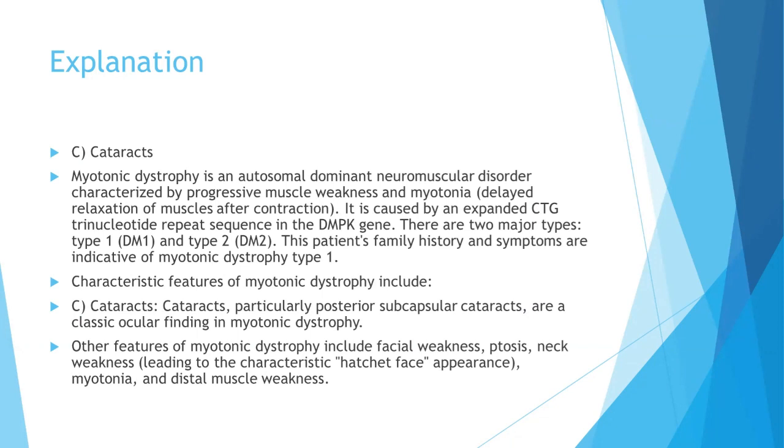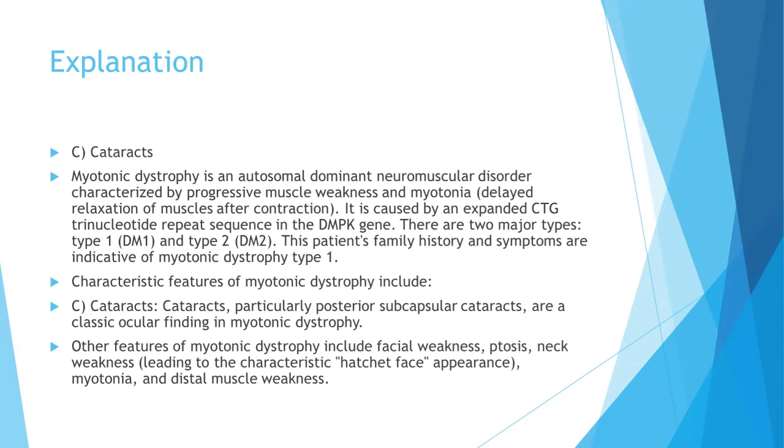Myotonic dystrophy is an autosomal dominant neuromuscular disorder characterized by progressive muscle weakness and myotonia, delayed relaxation of muscles after contraction. It is caused by an expanded CTG trinucleotide repeat sequence in the DMPK gene. There are two major types, type 1 (DM1) and type 2 (DM2). Now, this patient's family history and symptoms are indicative of myotonic dystrophy type 1.